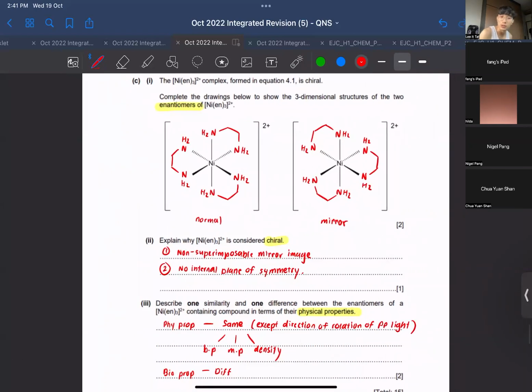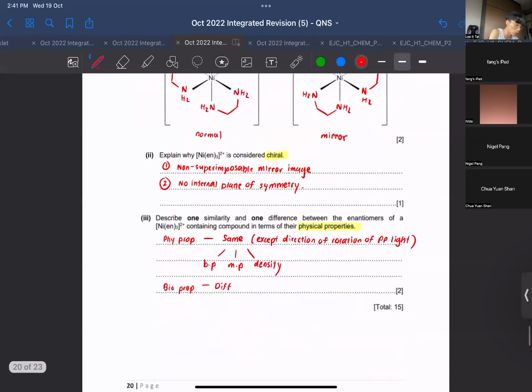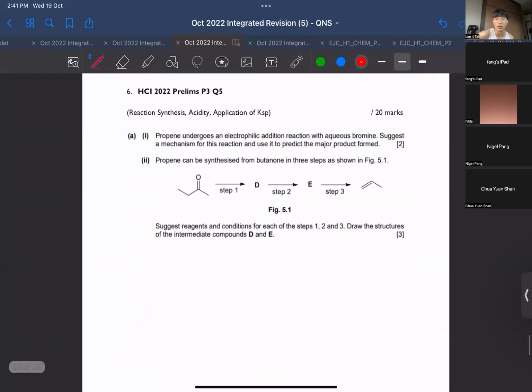Again, any questions, feel free to ask. But if not, I want to proceed to the more important question for today. So once you're done, can you guys go over to question 6? This is a long question. I'll split it into 3 parts.